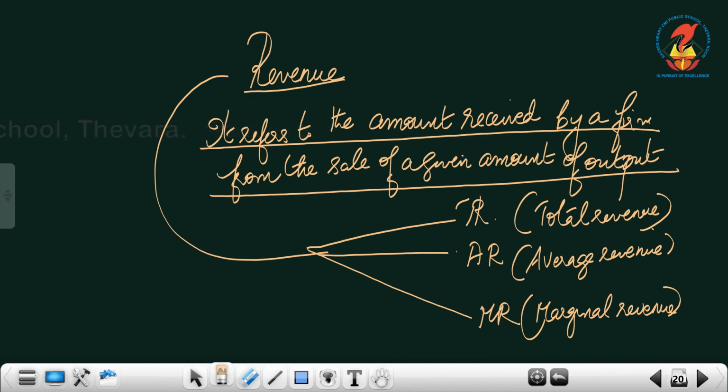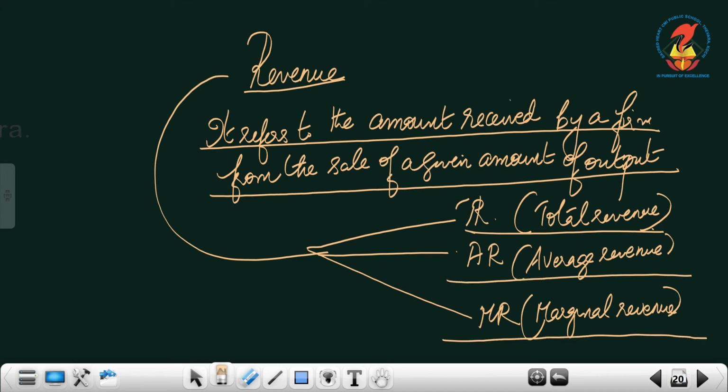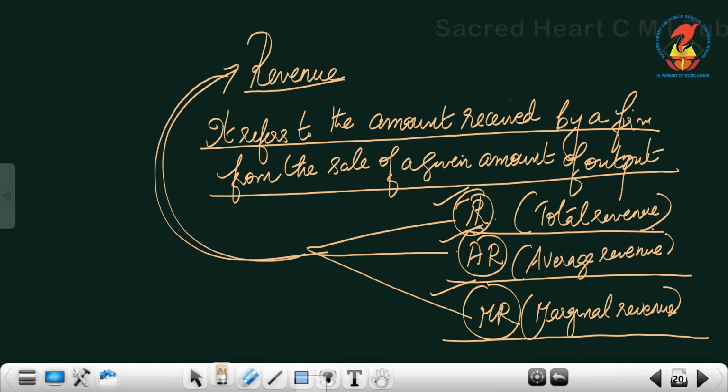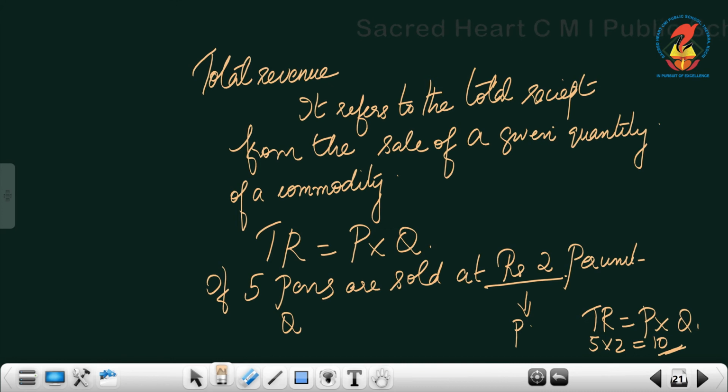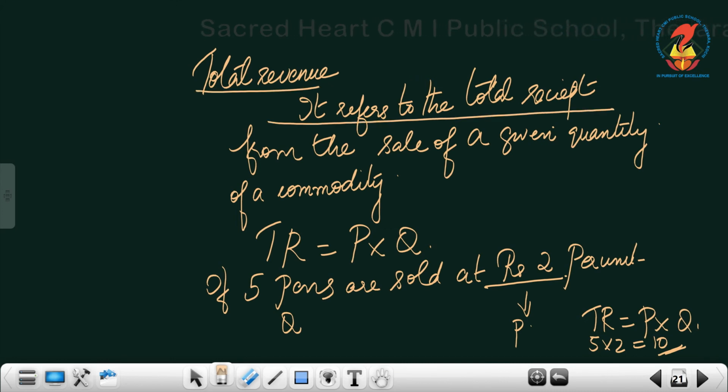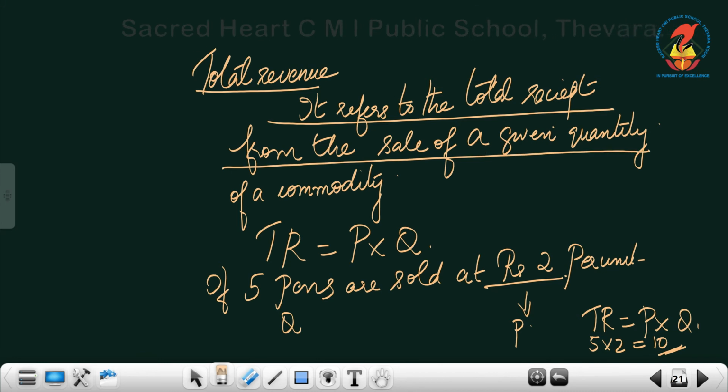Now there are three types of revenue. One is total revenue, another is average revenue, and the last one is marginal revenue. So TR, AR and MR, total revenue, average revenue and marginal revenue are the three divisions of revenue. Now let us learn what total revenue is. The total revenue refers to the total receipt from the sale of a given quantity of a commodity.